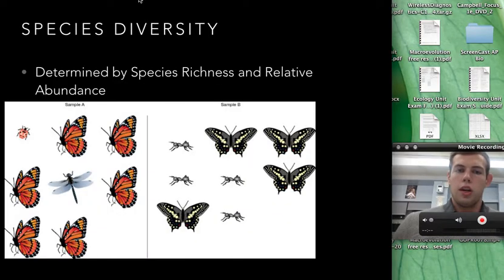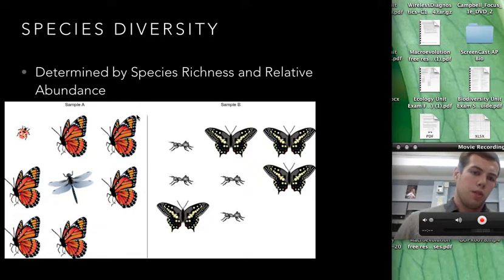When you're looking at a community, when you're looking at an ecosystem, you need to determine how diverse your community is. The way you do that is in two factors. The first is species richness. Species richness is the number of species you have within your community.